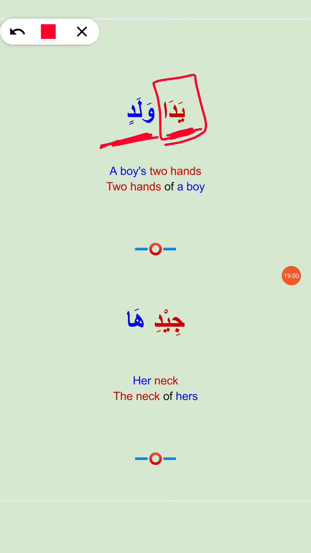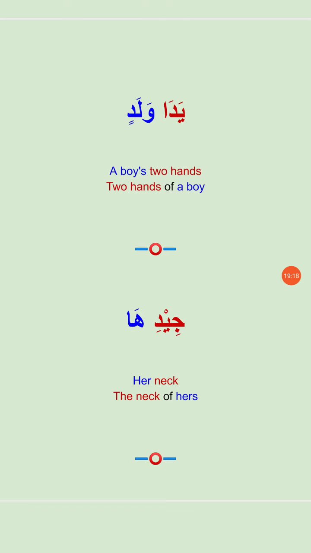Yada waladin, waladin is a boy, so muzaf ilayh, and this is muzaf, so a boy's two hands, two hands of a boy. If you join this concept, this yada, with Abu Lahabin, the example that we did before, you're going to understand what that means now, inshallah.